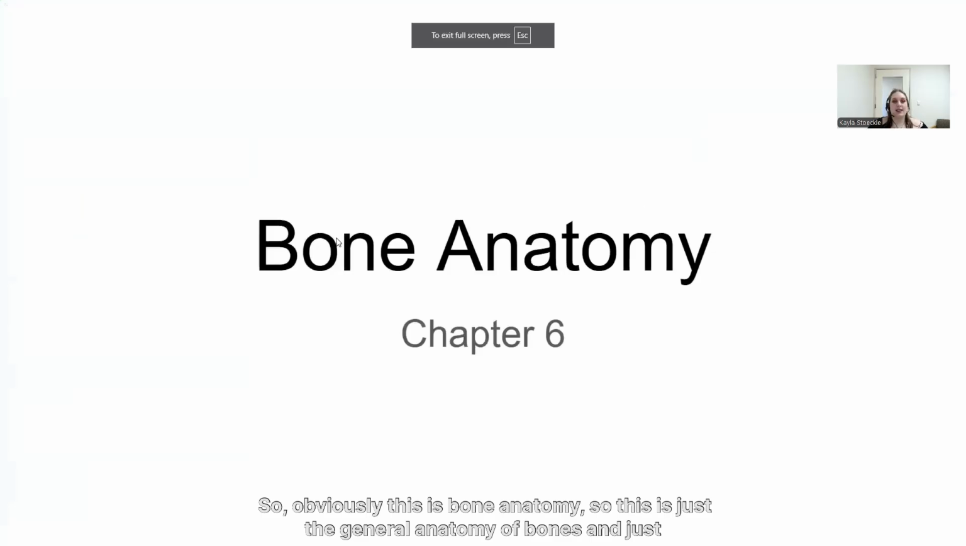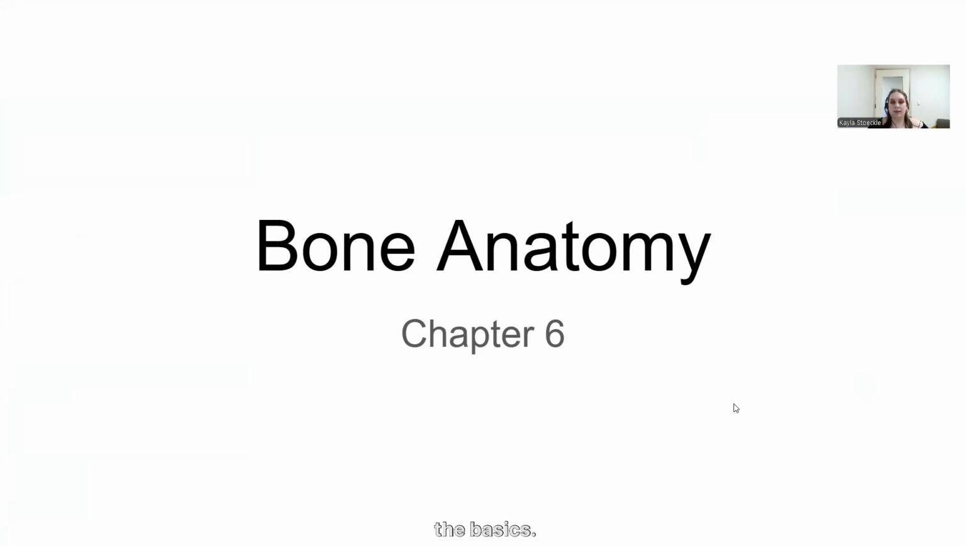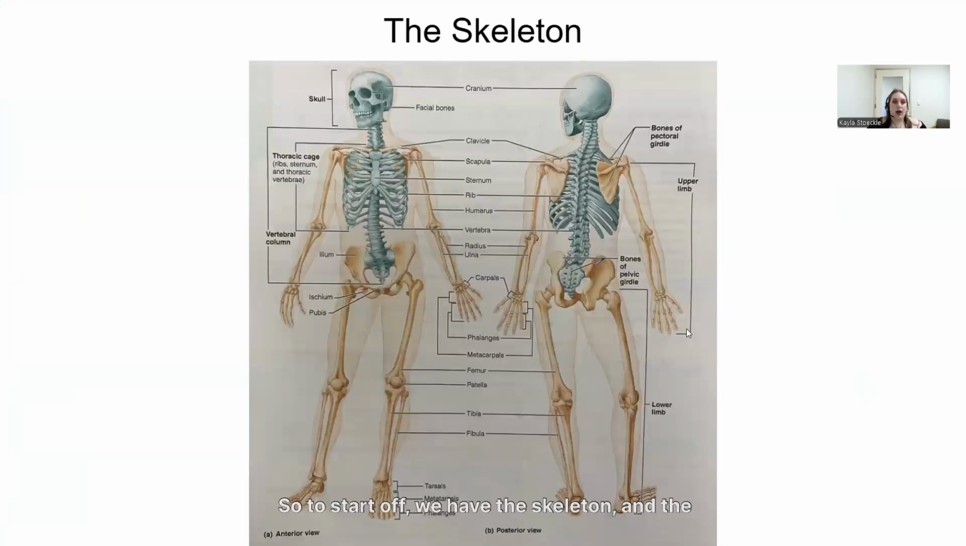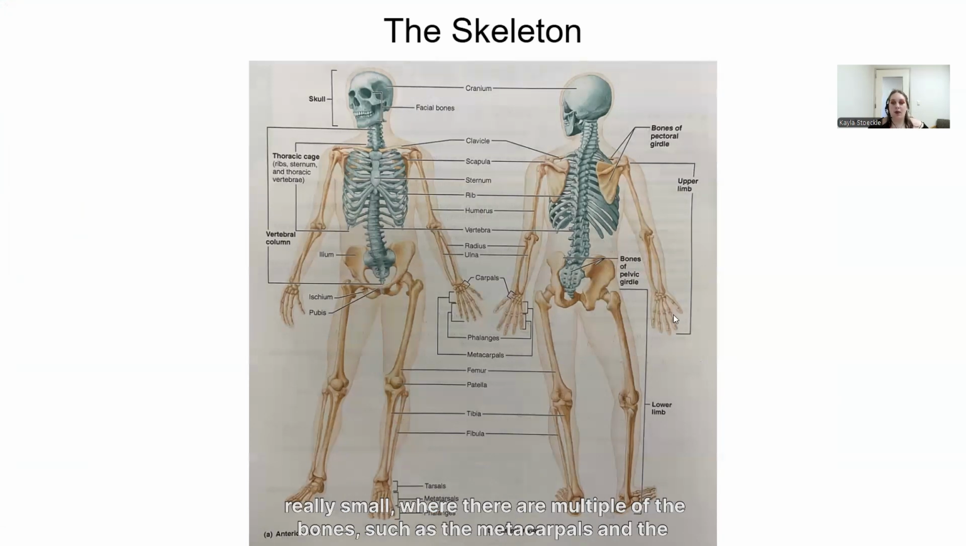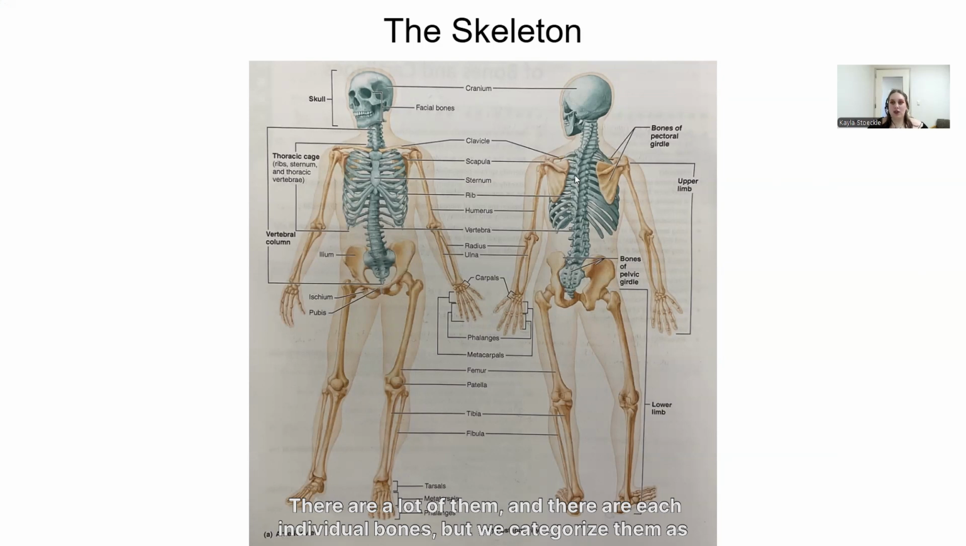So obviously this is bone anatomy, so this is just the general anatomy of bones and just the basics. So to start off, we have the skeleton, and the skeleton is composed of 206 bones. That might seem like a lot, but when you get down to it, there's a lot of bones that are really small, or there are multiple of the bones, such as the metacarpals and the phalanges, and the vertebrae and the ribs. There are a lot of them, and they're each individual bones, but we categorize them as bigger structures.